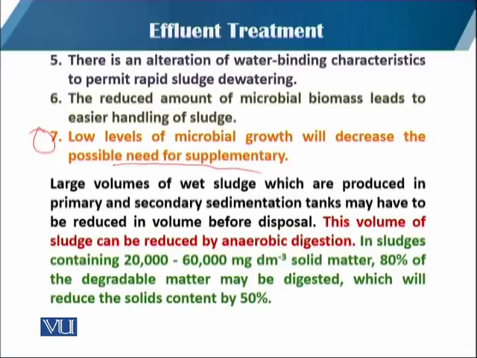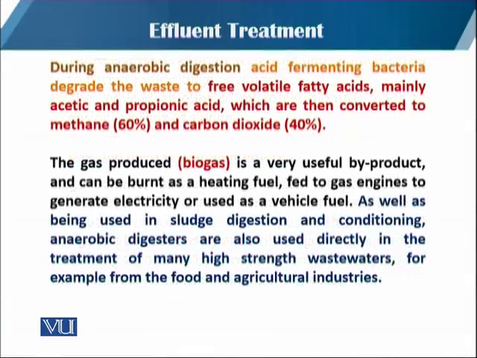During this anaerobic digestion, the acid fermenting bacteria degrade the waste to free volatile fatty acids, mainly acetic acid and propionic acid, which are then converted to methane and carbon dioxide, mostly called biogas. This gas produced, which we call biogas, is a very useful byproduct and can be burnt as a heating fuel, fed to gas engines to generate electricity, or used as vehicle fuel.